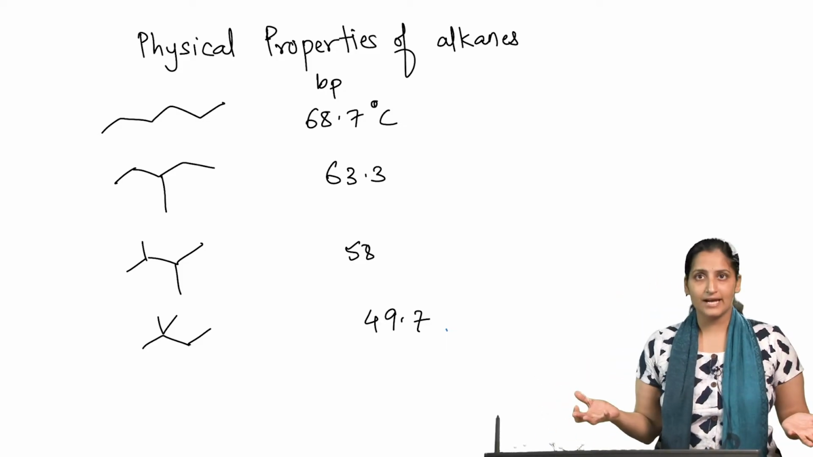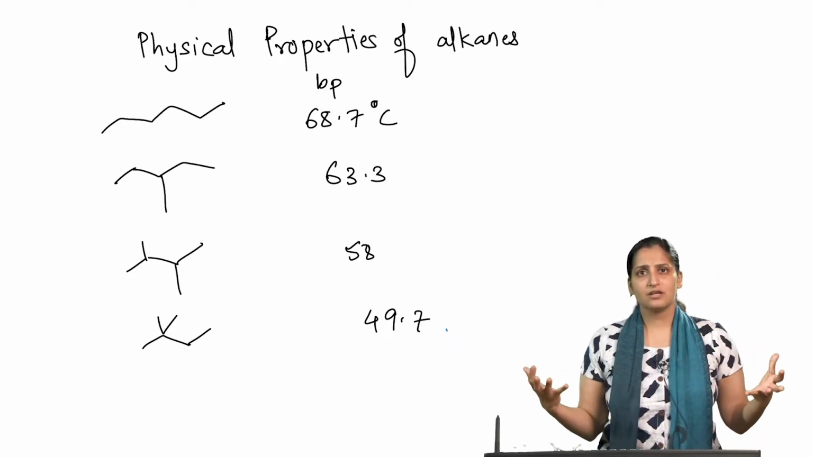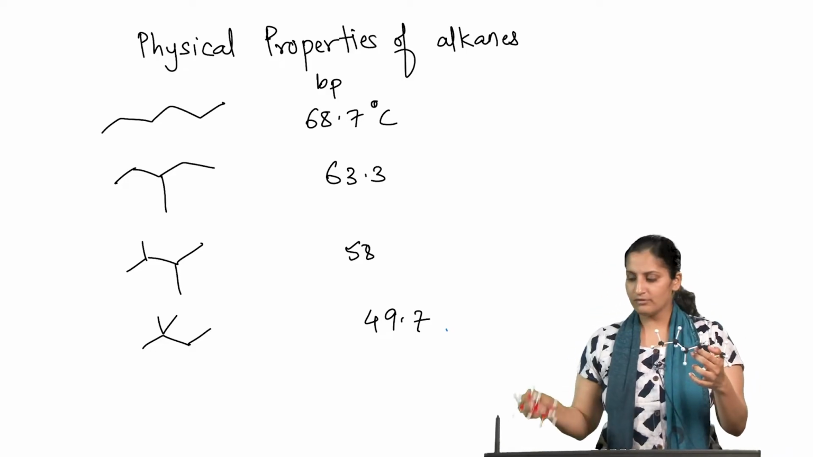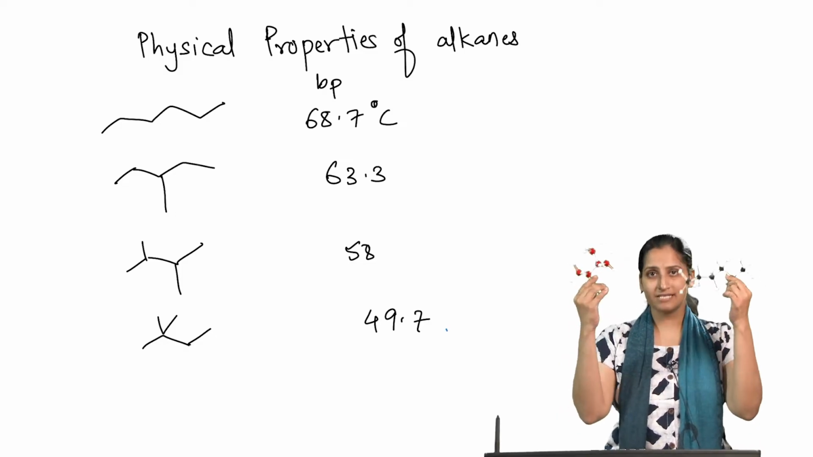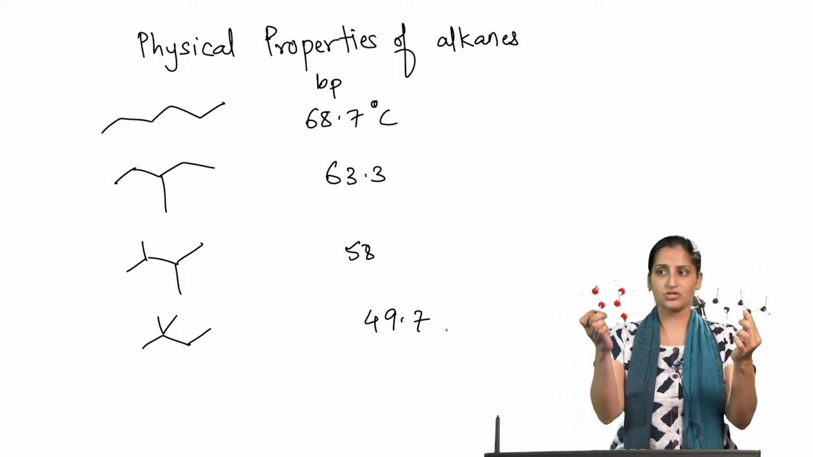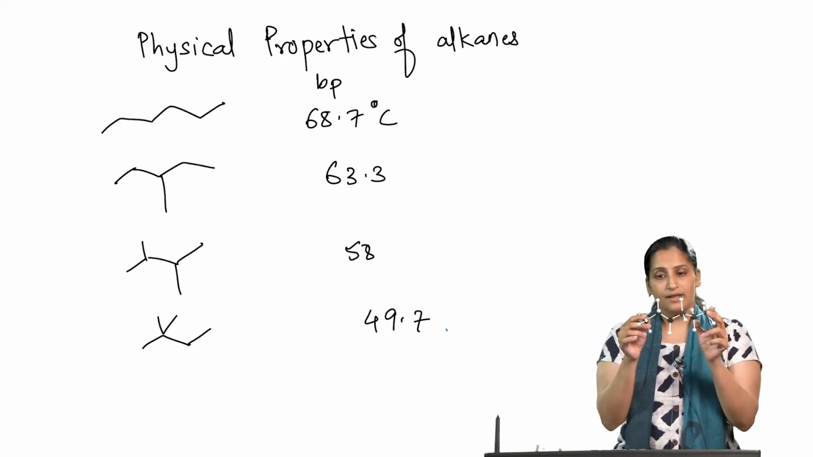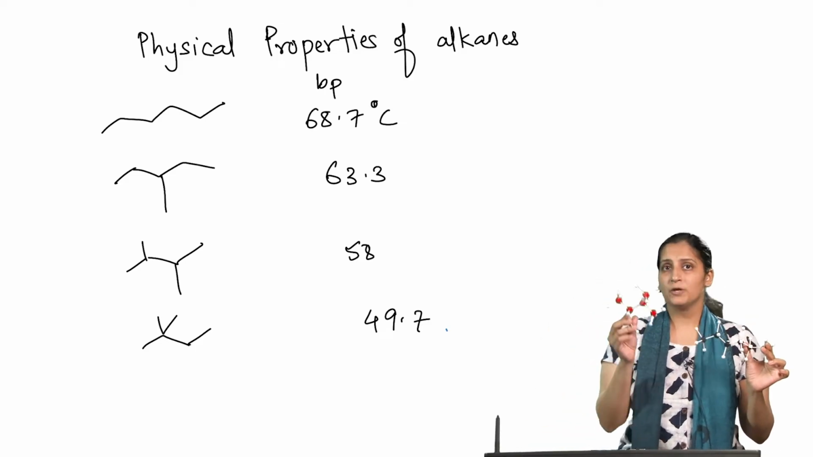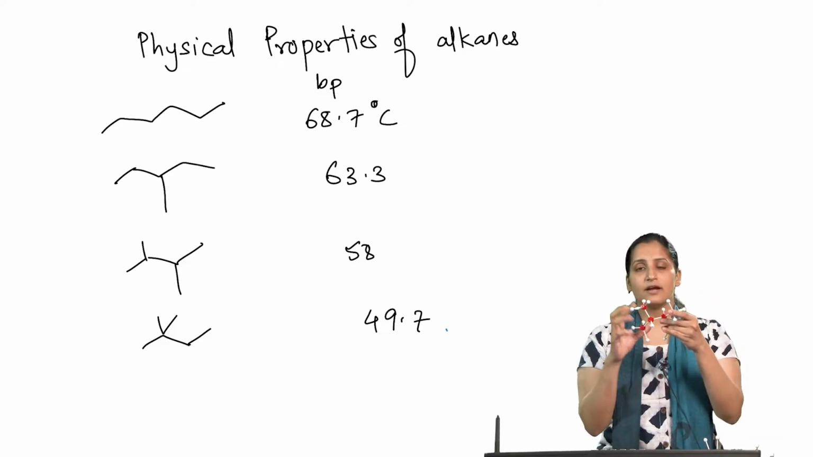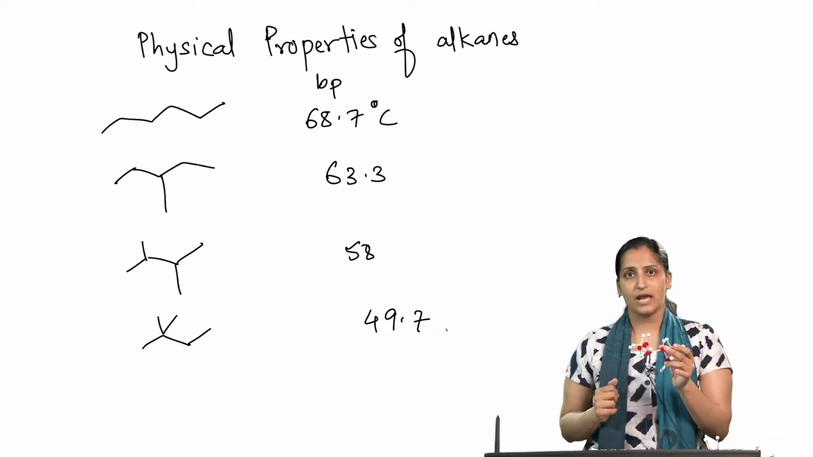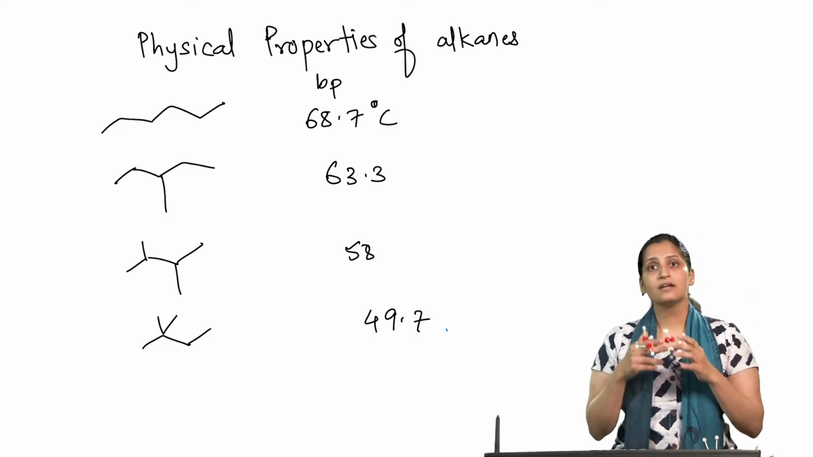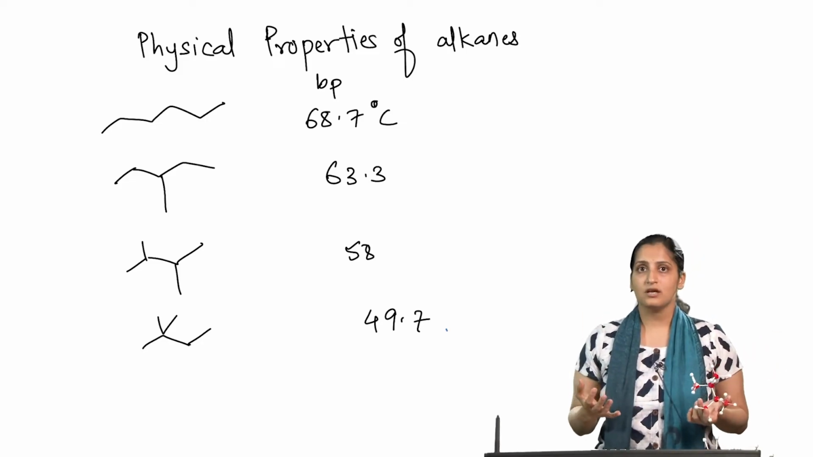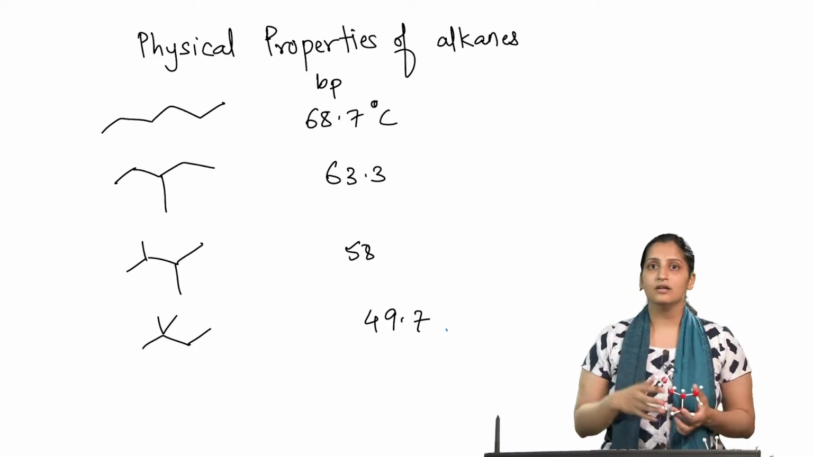So, now let us think why is that. As we increase the branching, what is happening to the shape? For example, I have this n-hexane here and I have one of these derivatives here. Both of them have the same molecular formula, but different structural formula. If you look at this straight chain alkane, it has a large surface area, whereas this branched chain is now a compact kind of molecule. So, it has a lower surface area. As the surface area decreases, the contact amongst adjacent molecules decreases and the strength of dispersion forces also decreases. And so, the more the branching, the lower the boiling point.